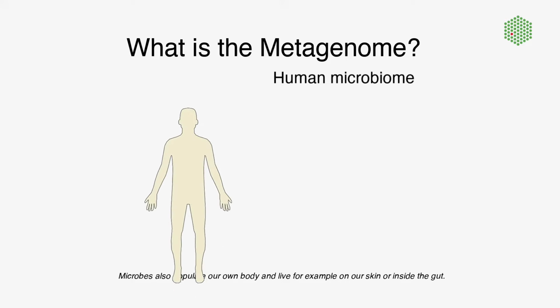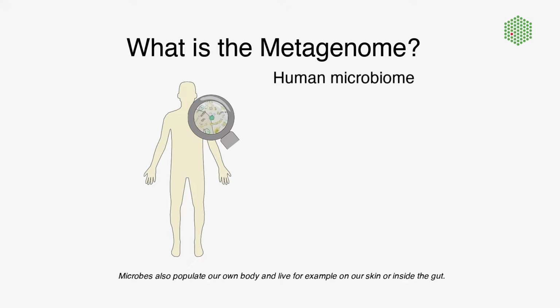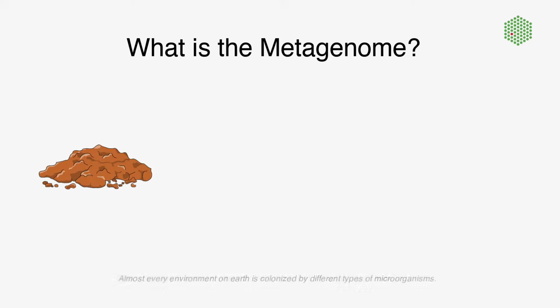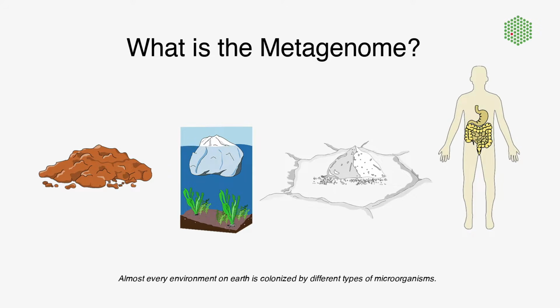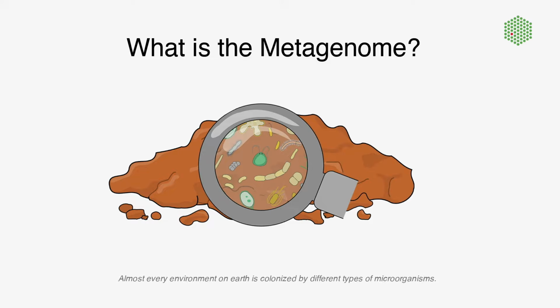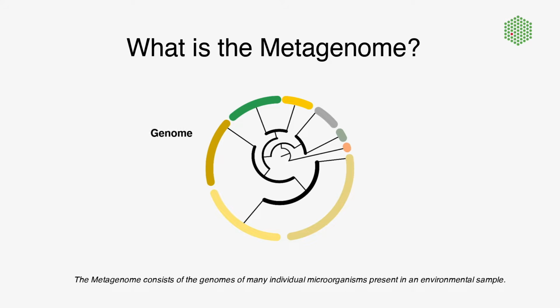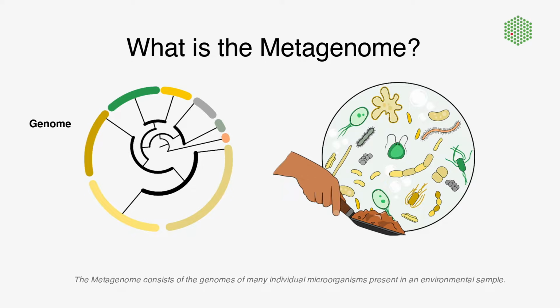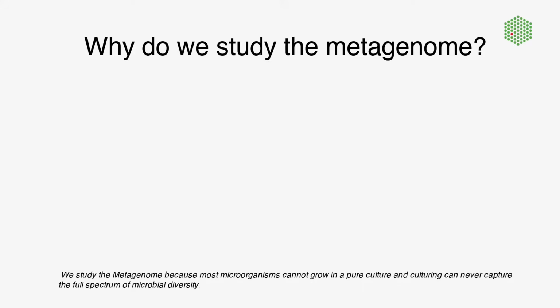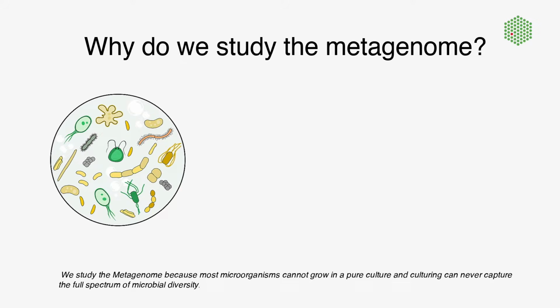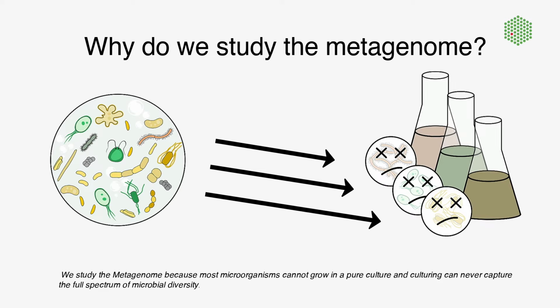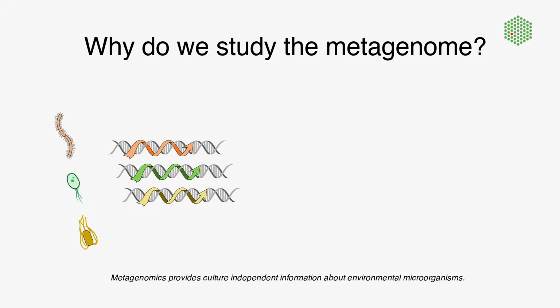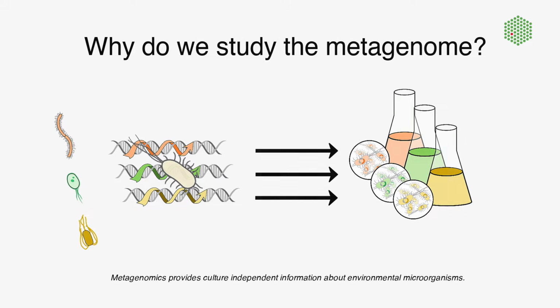Microbes also populate our own body and live, for example, on our skin or inside the gut. Almost every environment on Earth is colonized by different types of microorganisms. The metagenome consists of the genome of many individual microorganisms present in an environmental sample. We study the metagenome because most microorganisms cannot grow in a pure culture, and culturing can never capture the full spectrum of microbial diversity. Metagenomics provides culture-independent information about environmental microorganisms.